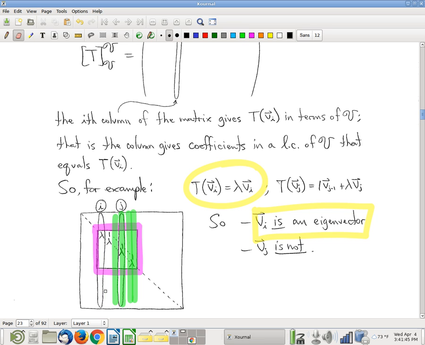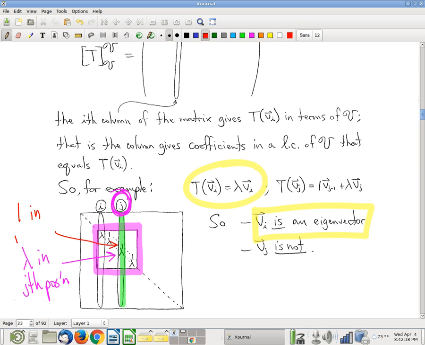So, for example, let's look at that one. There's that lambda on the diagonal. This is on the diagonal in the jth column. So there's a lambda in the jth position. But in addition to that, there's also this 1 right there. So a 1 in the j minus 1 position.